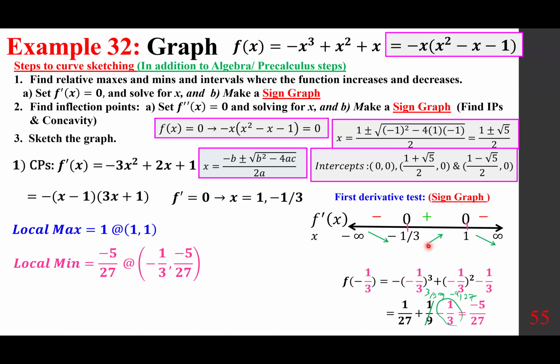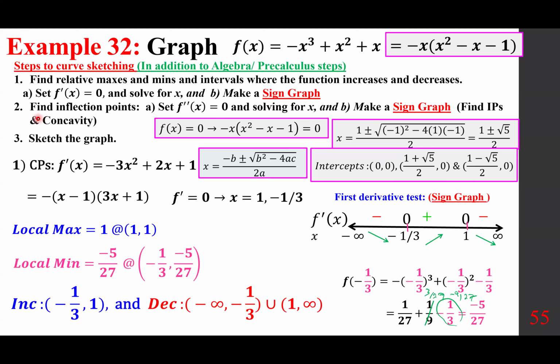As I mentioned, look at up arrow or positive, increasing from negative 1/3 to 1, decreasing from negative infinity to negative 1/3 union 1 to infinity. So the first derivative test will give you all the extrema, local max, local min, where the function is increasing, where the function is decreasing. It gives you a lot of information. All right, so we did the first part, everybody.